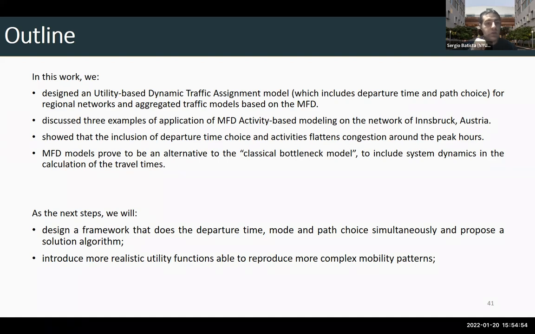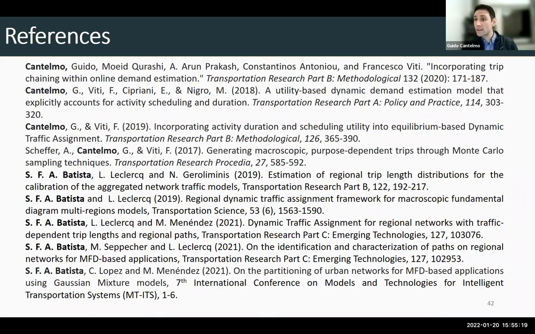So with this, if you want to add something here, Guido. Yeah, just one comment. One other thing that we will probably have to take care of is a better integration between the models. I'm sure you mentioned that, but now we have a sequence of models. So we have the route choice and then we have the departure time choice. So ideally we want to consider the joint choice of route and departure time. And I think that's it from my side.